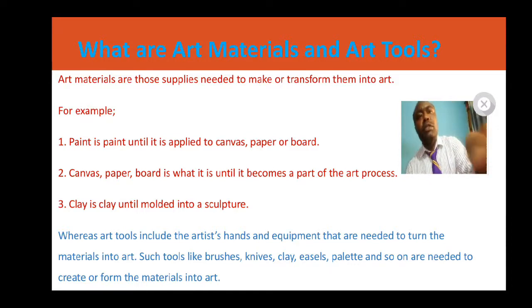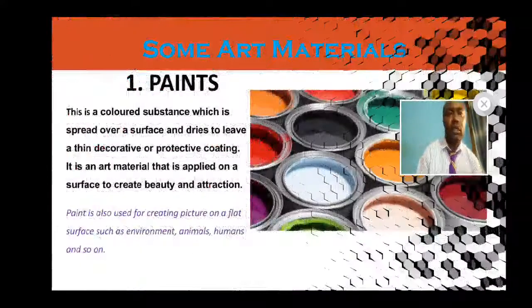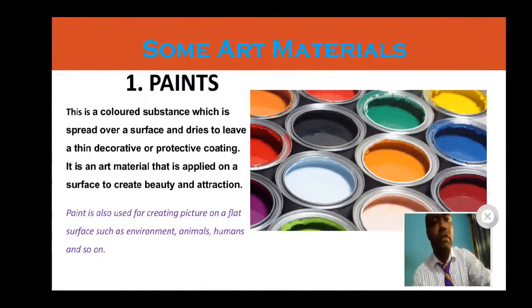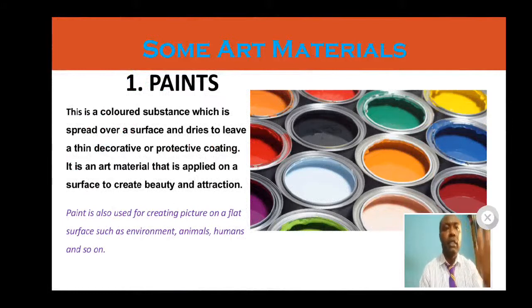Now let's go to the next thing. Let's look at some art materials. We have the first one here we are looking at, paint. If you can see the picture, you see there are different colors there. You have the white, the red, the blue, the orange, the green, the black. Now, what is paint? This is a colored substance which is spread over a surface and dries to have a thin decorative or protective coating. It is an art material that is applied on a surface to create beauty and attraction.